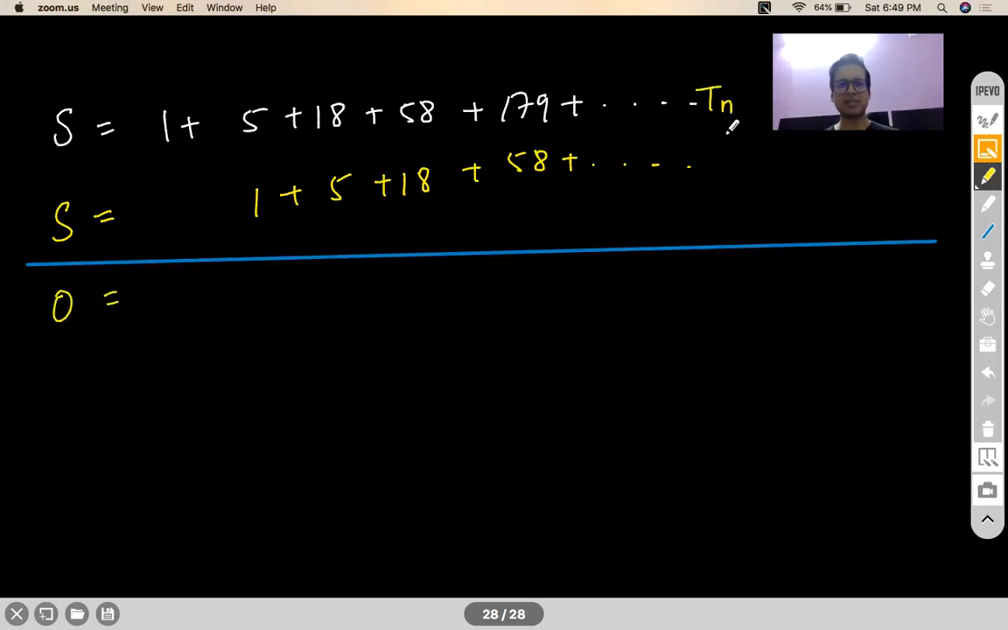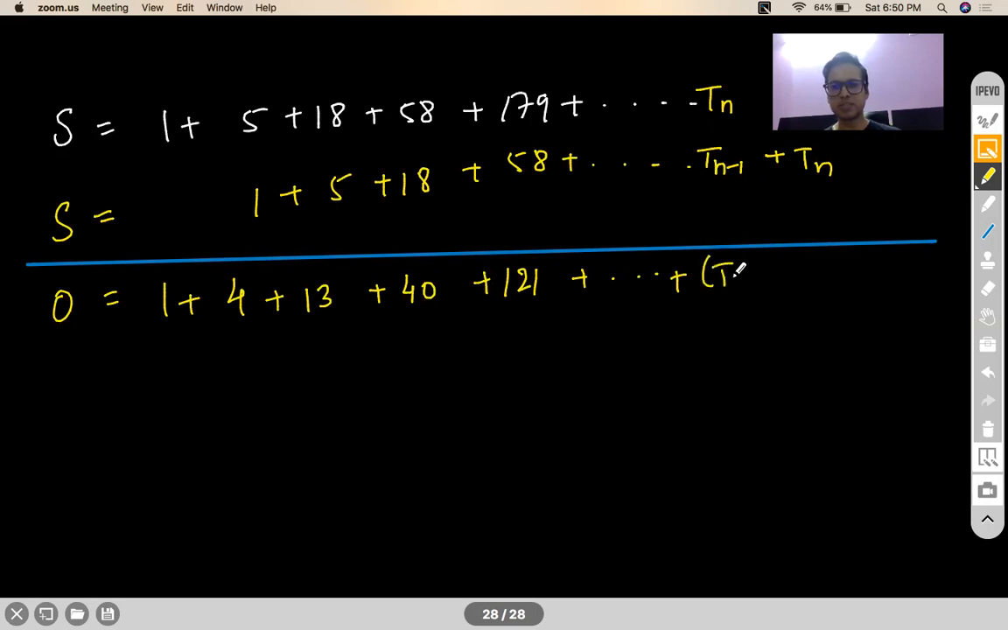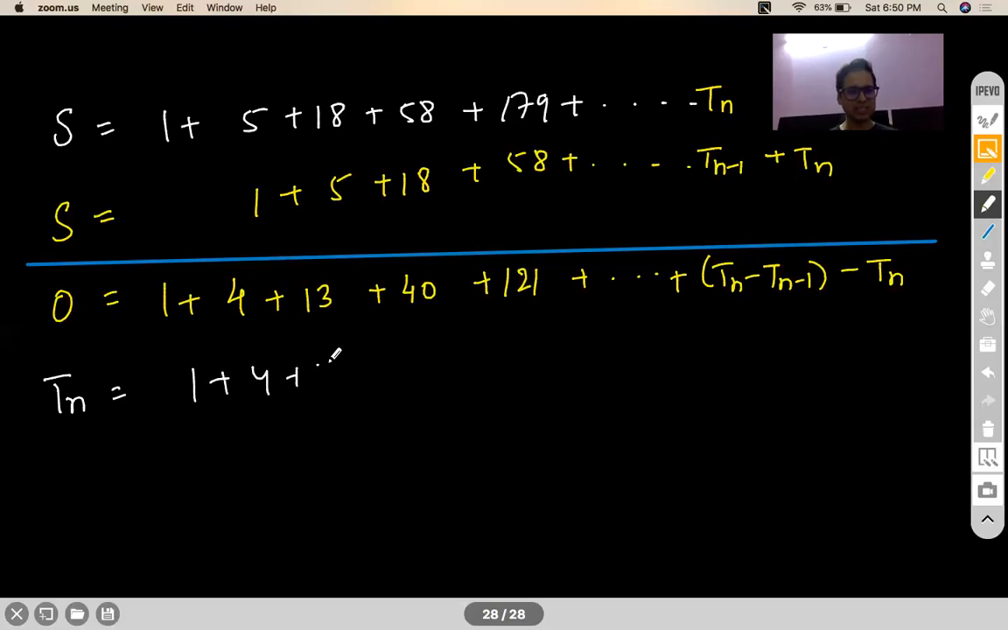By the way, last term, let it be Tn. So this is Tn minus 1 plus Tn. So this will be 1. This will be 4. This will be 13. This will be 40. And this will be how much? 121. Correct. And so on. Now, Tn here is 1 plus 4 plus 13 plus 40 plus 121 till Tn minus 1.